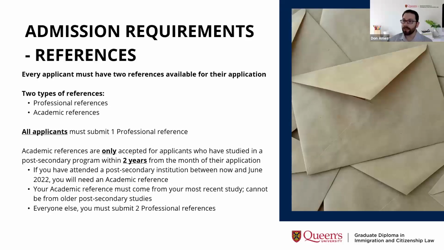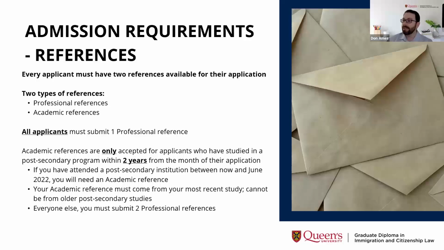For everybody else, if you've applied and say you completed your bachelor's degree back in 2017, you will not need to provide an academic reference. You will have to provide 2 professional references. So again, limit that academic reference focus for only individuals who have attended a post-secondary program from July 2022 up until now. And note that that academic reference needs to come from your most recent studies.